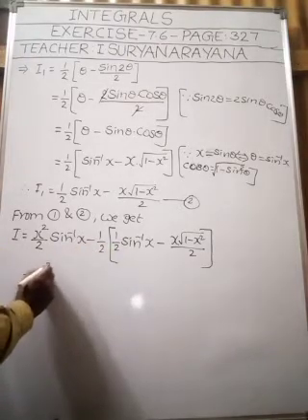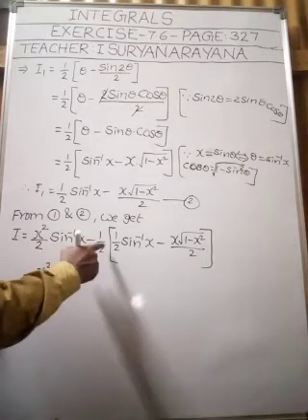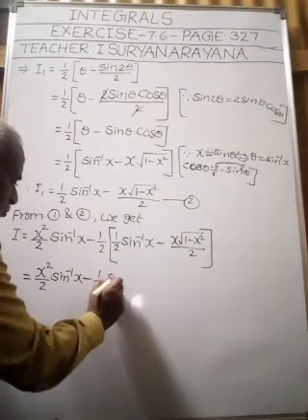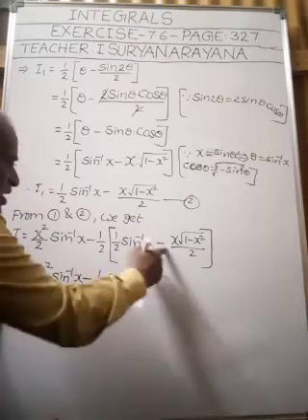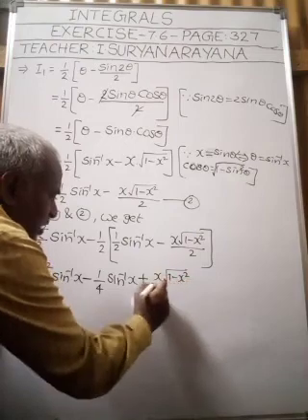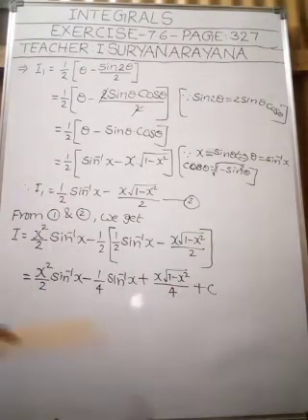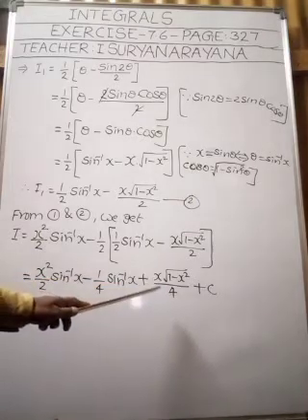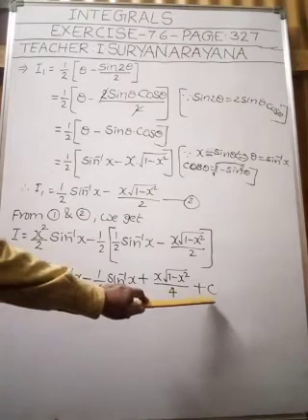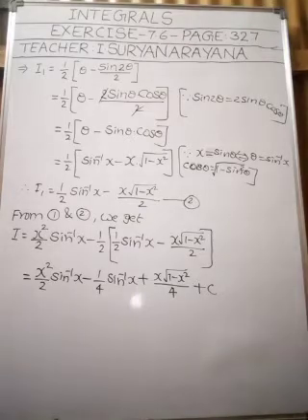Right. X square by 2 sin inverse x. Let us use the distributive property. Minus 1 by 4 sin inverse x plus x root of 1 minus x square by 4 plus c, because the integration part is also over, and simplification of the terms is also over. This is the last step, so at the last step we should add the constant of integration. Understood?